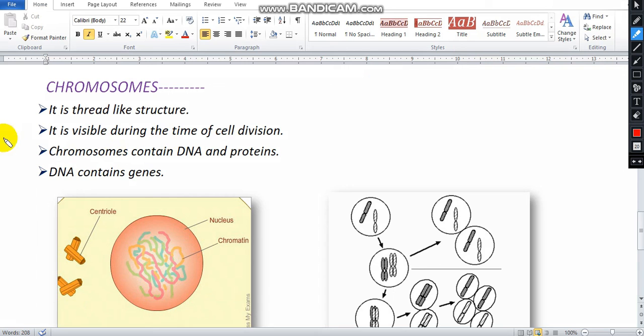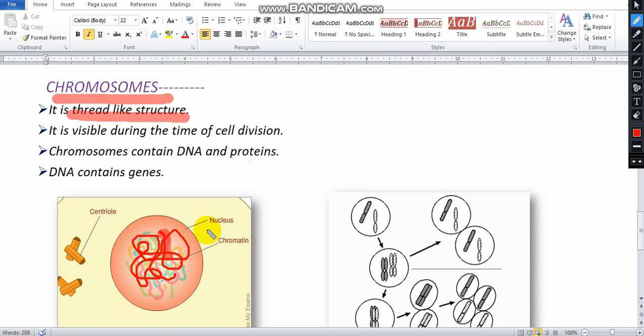Let's discuss chromosomes. It is a thread-like structure. Previously it was also a thread-like structure, okay? But it is visible during the time of cell division. You can see the chromosomes only at the time of cell division. Next, chromosomes contain DNA and proteins. So DNA and proteins are the components of the chromosomes.